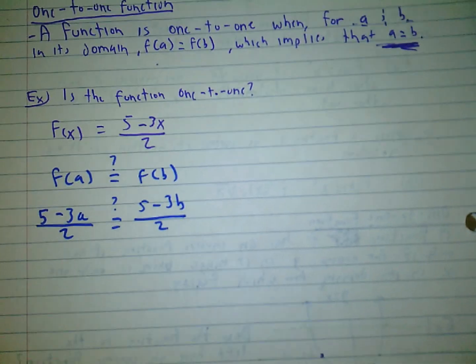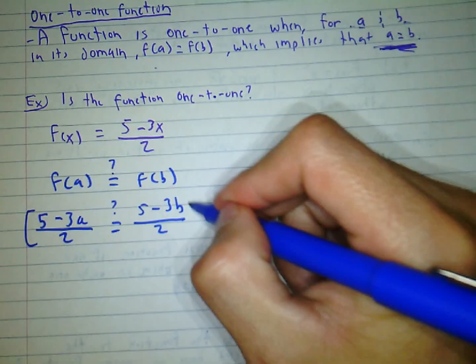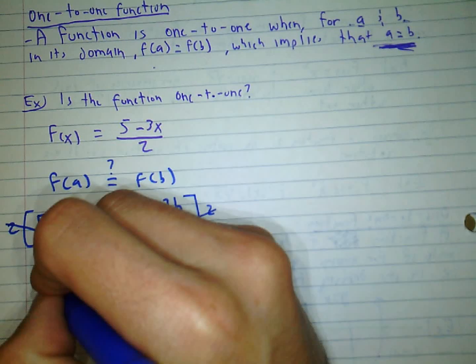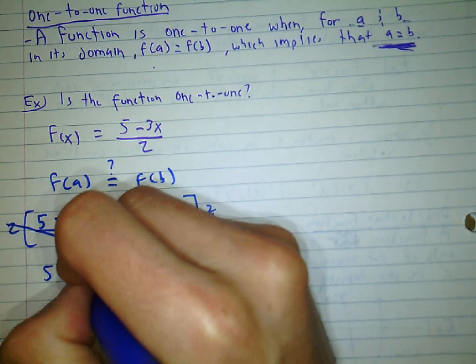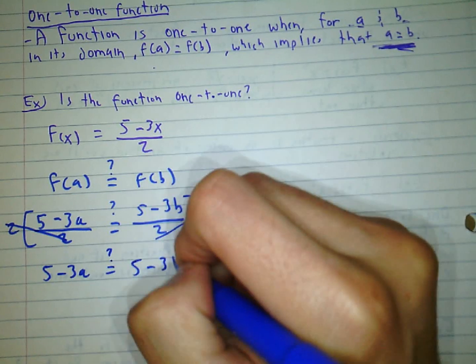Okay, so notice that on both sides of the equation I have a 2. So I'm going to be able to multiply both sides by 2. So that 2 should cancel that 2 out, which would leave us with 5 minus 3a. And we're still questioning this. Is it equal to 5 minus 3b?